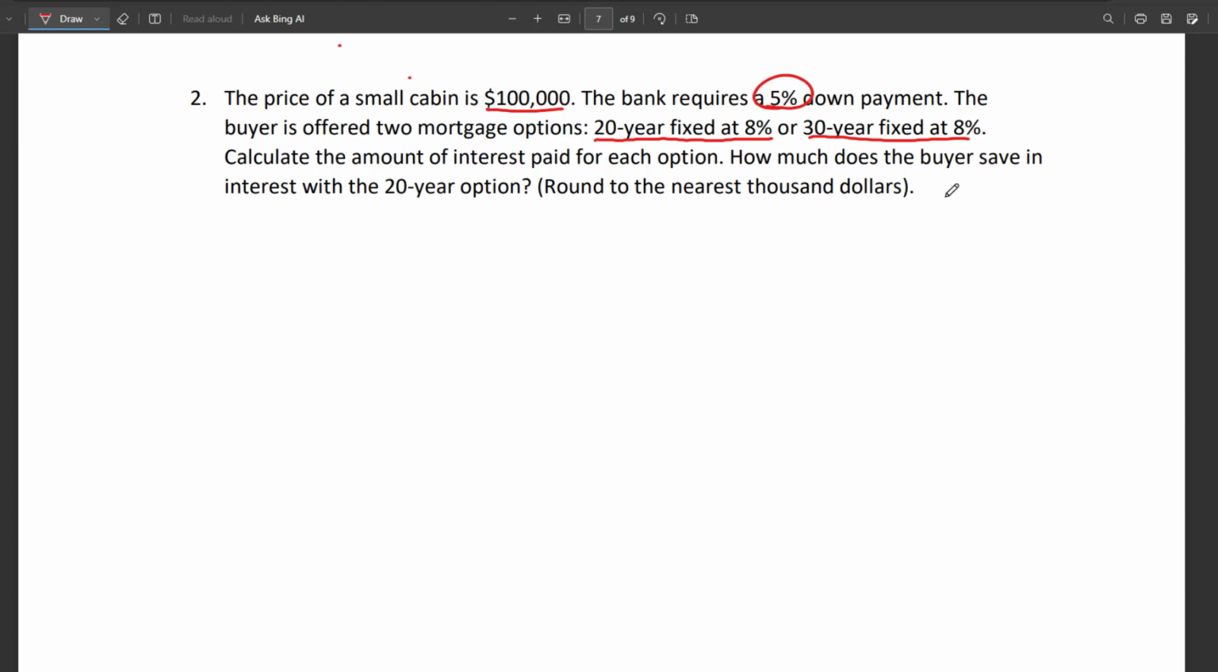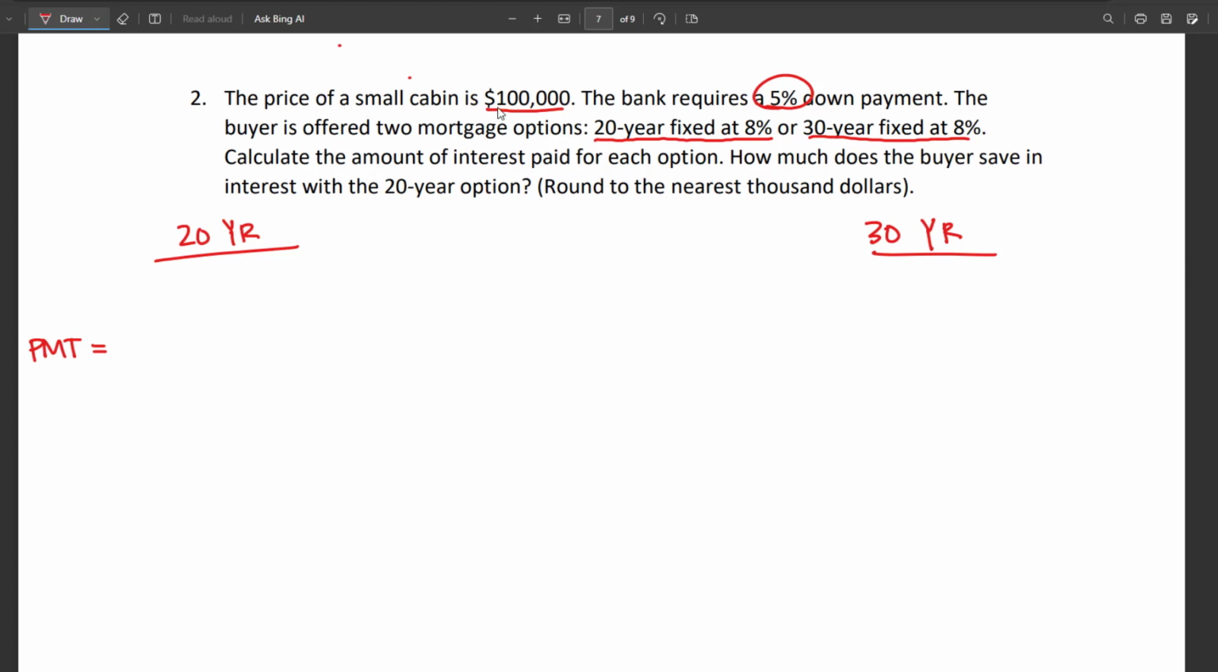Now, a lot of times if you take that shorter time period of the 20 years, the interest rate will be lower. In this particular question, it is not. But in real life scenarios, the shorter time period will have a better interest rate. So we are first going to calculate our payments for the 20-year option and the 30-year option. Then we will calculate our interest and how much we end up saving in the long run.